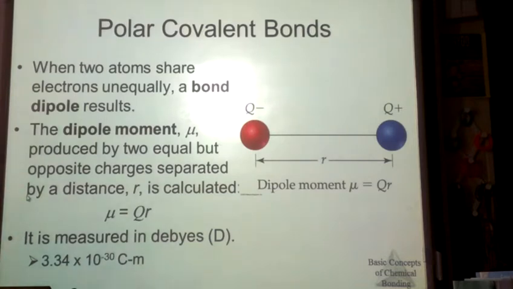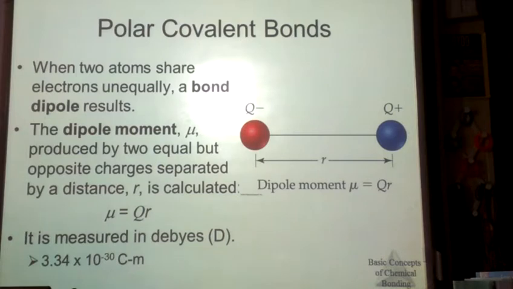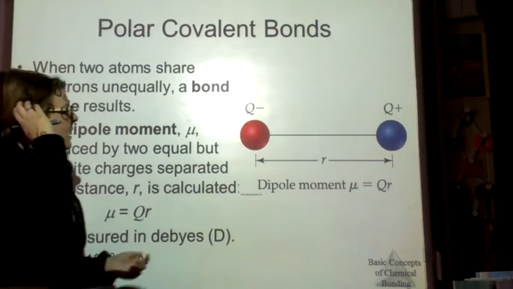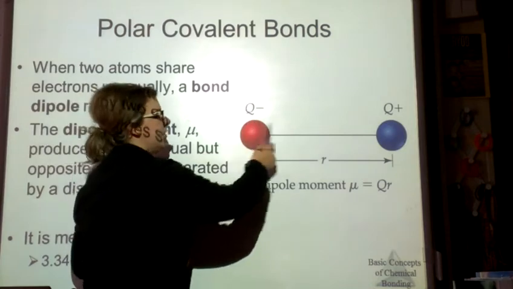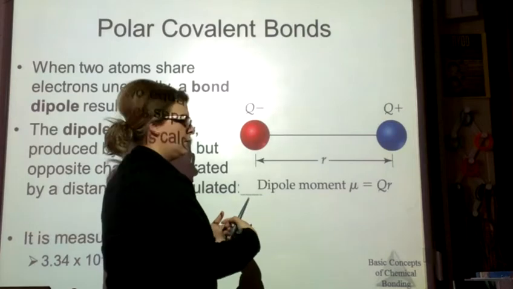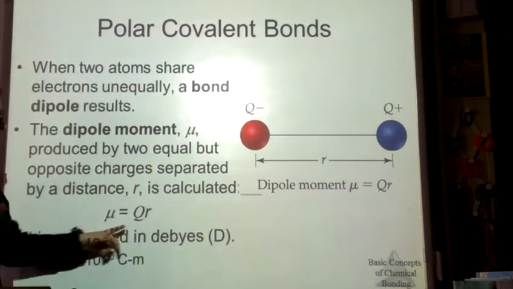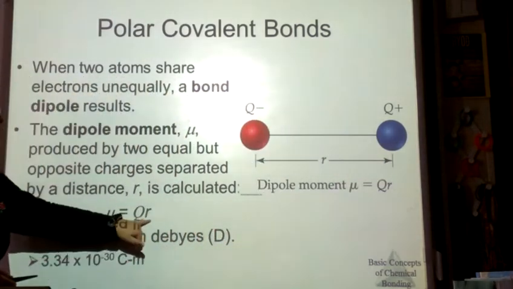Polar covalent bonds. When two atoms share electrons unequally, a bond dipole results. We just talked about this. We have a dipole, meaning that we have partial charges. The dipole moment, which we will symbolize with the lowercase Greek letter mu, produced by two equal but opposite charges separated by a distance r, is calculated. I want to see what the moment is, or what the attraction is like between this partial negative and this partial positive charge. That's my goal. I'm really thinking about that attraction, okay? So I can calculate it by taking the charge Q times the distance that's separating those particular charges, which we're going to call r.